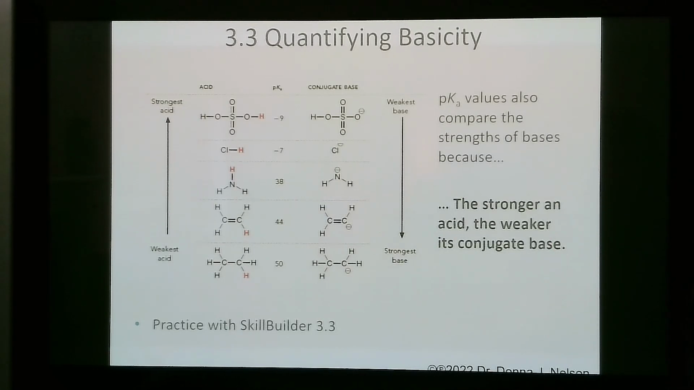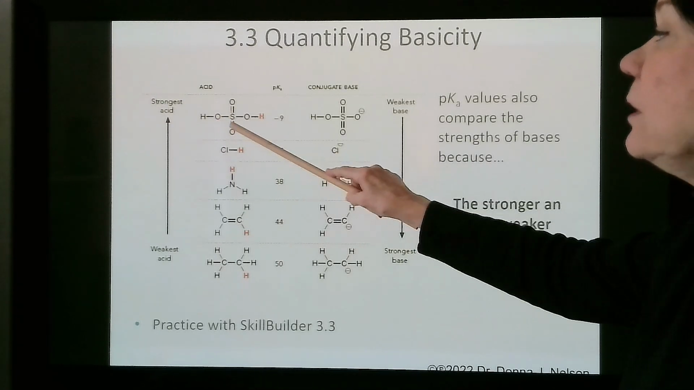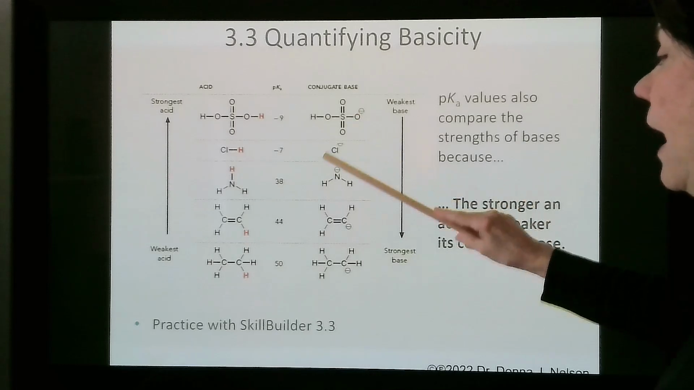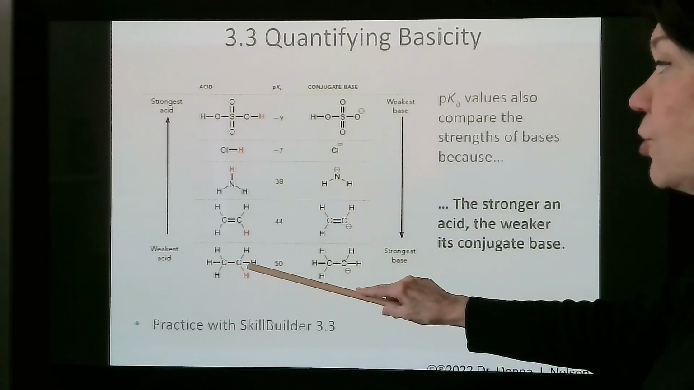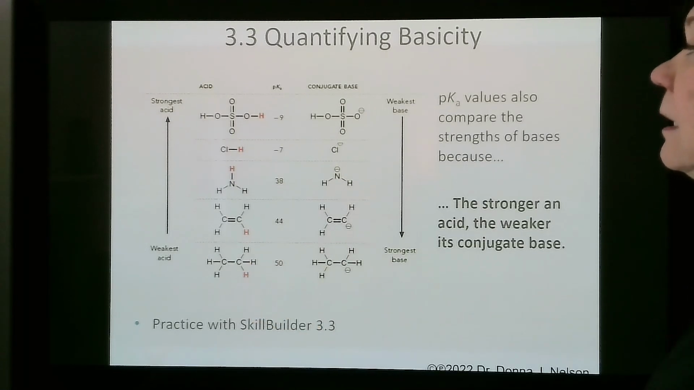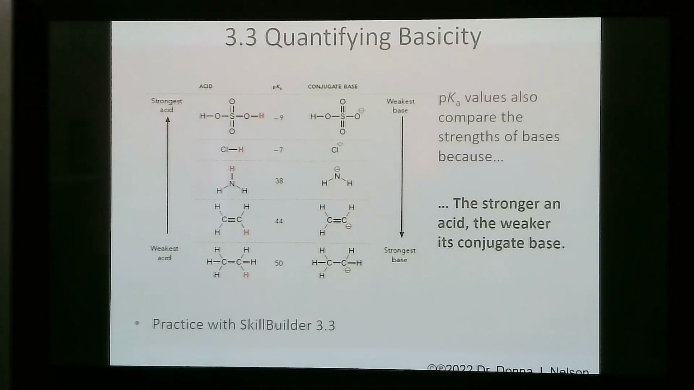Quantifying basicity. So remember the acid that we saw that was the strongest acid, sulfuric acid, also had the weakest base. And now we're coming down here to other organic molecules. Remember, this is ethane. It has a pKa of 50. So this proton is not acidic at all.